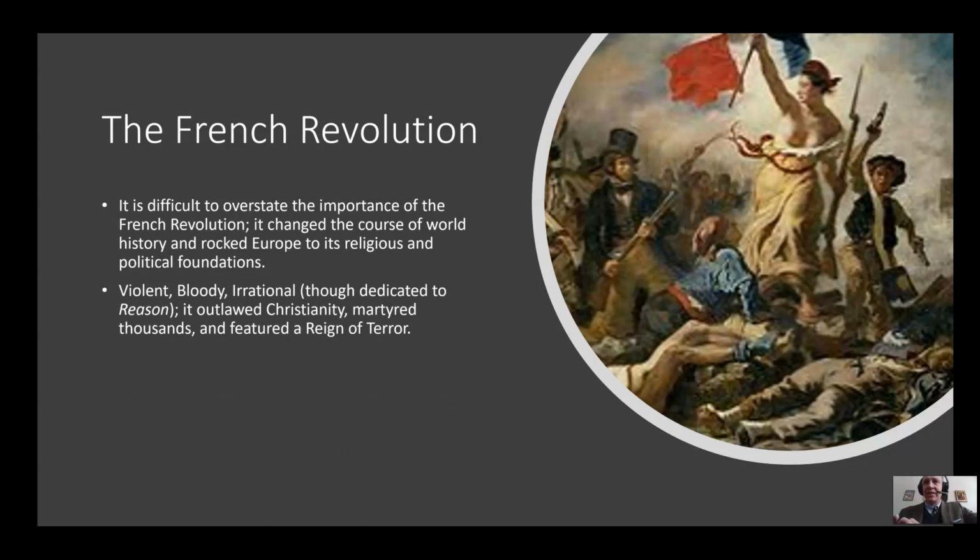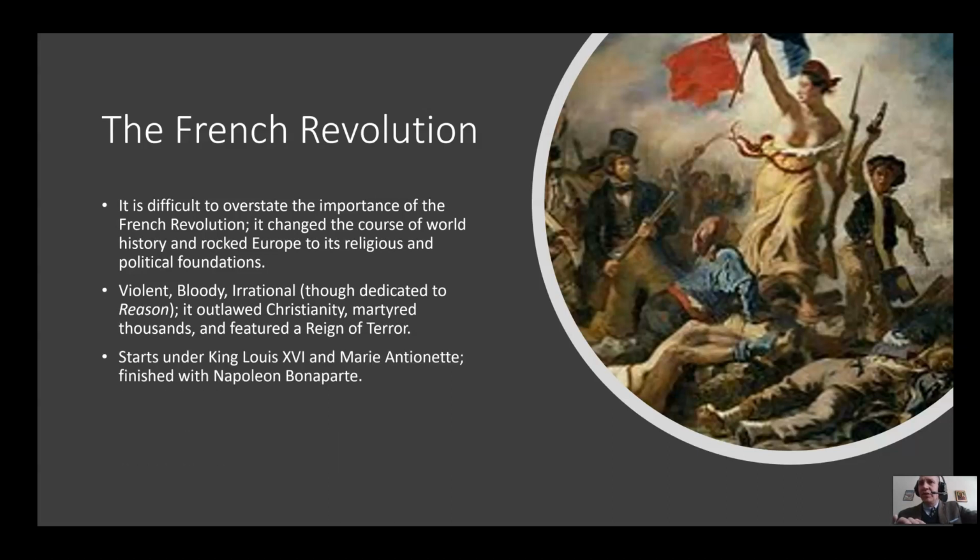It was violent, bloody, irrational, though it was dedicated to reason at one point, which is paradoxical. I would argue one of the best examples of ghoulish behavior on the part of mobs and crowds in world history. It outlawed Christianity, martyred thousands, and featured a reign of terror that eventually ate its own young.